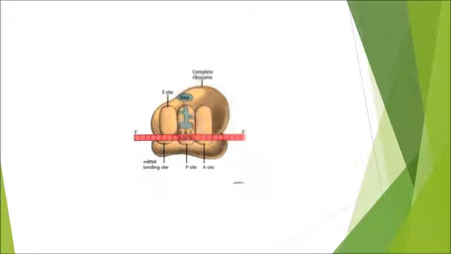The ribosome has 3 sites. The A site is the entry site for tRNA charged with amino acid. The P site is occupied by peptidyl tRNA, the tRNA that carries the growing polypeptide chain. The E site is the exit site for the tRNA after it's done delivering the amino acid. The initiation tRNA is positioned in the P site.